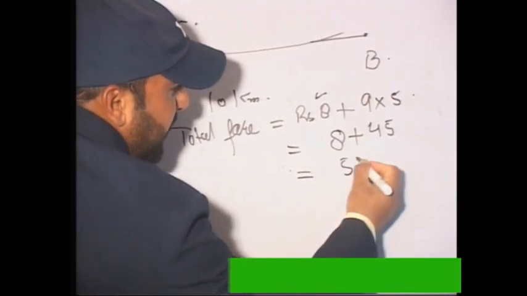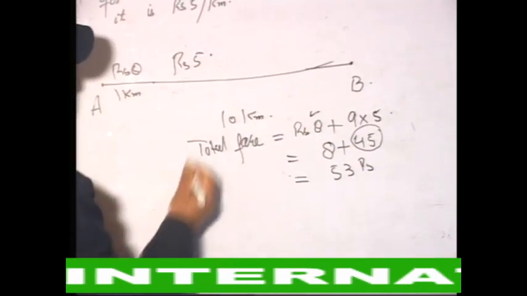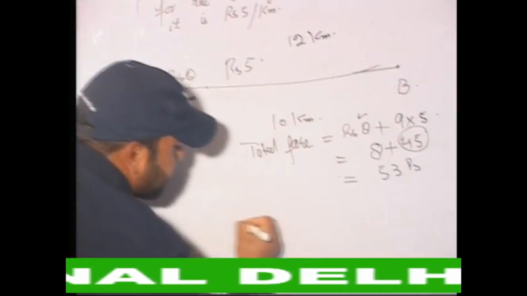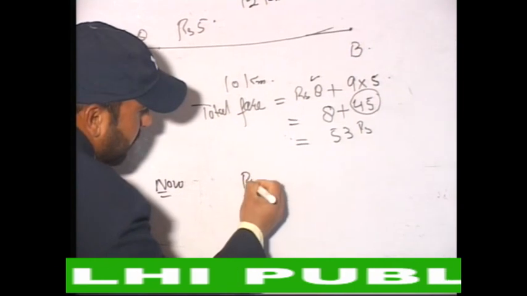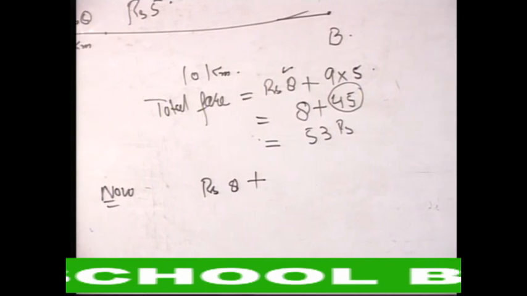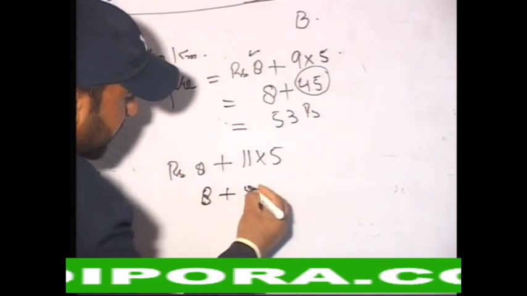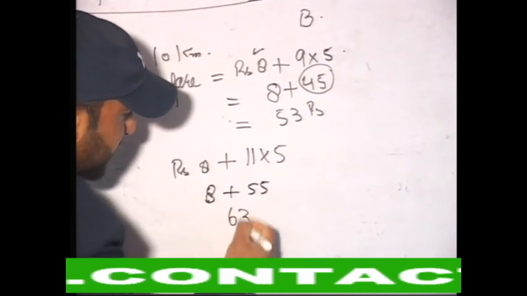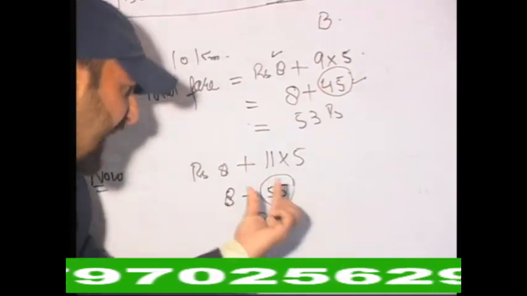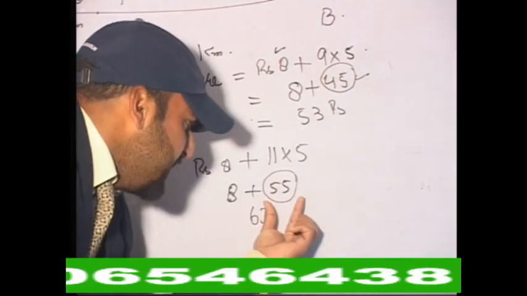Again, suppose the distance is 12 kilometers. For the first kilometer, again he has to pay rupees 8. The remaining distance is 11 kilometers, so for 11 kilometers he has to pay 11 into 5. That is 8 plus 55, which is 63. So look here, this is 45 and this is 55. The value gets changed. Similarly, if the distance increases, this value gets changed.